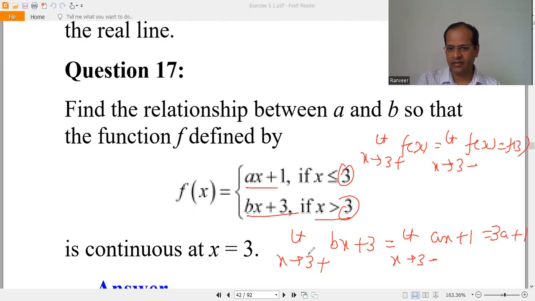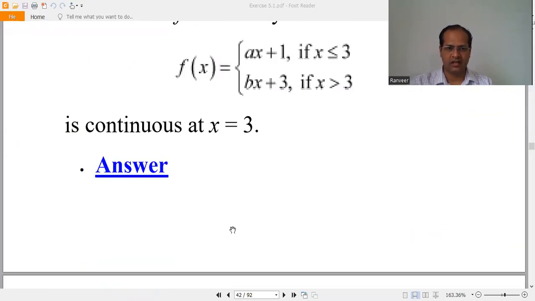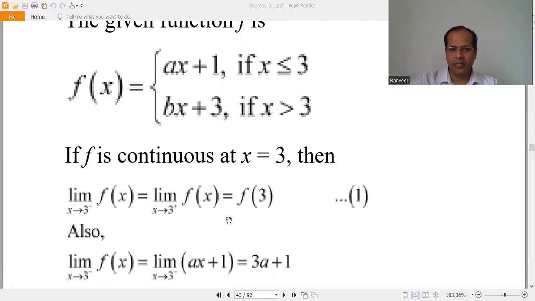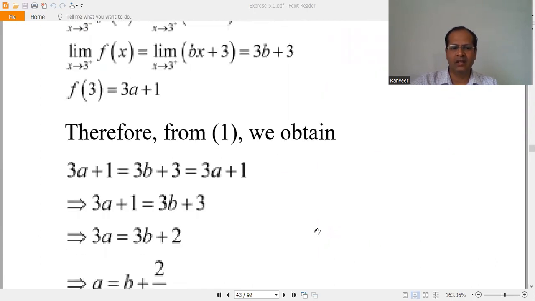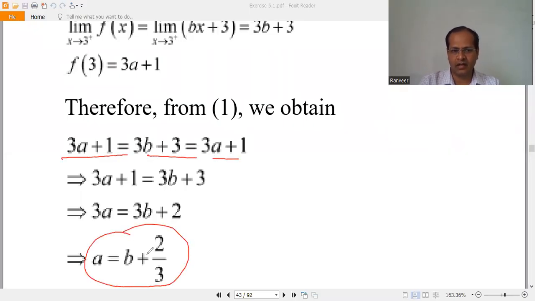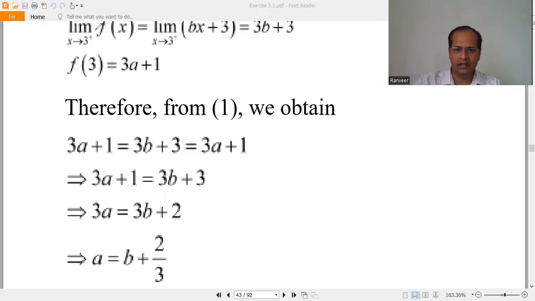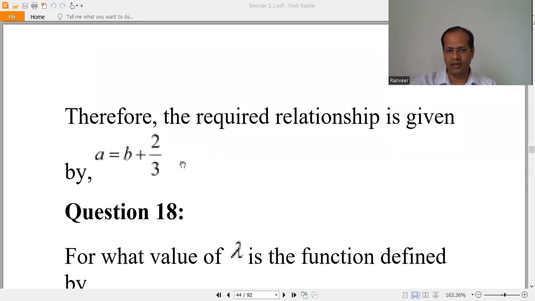So after that, we just have to substitute the value. This is 3b plus 3, 3a plus 1, that is equal to 3a plus 1, and we have to solve the linear equation and get the answer. So all the functions are continuous, so we can write here like this. And once we solve, a equals b plus 2 by 3, this is the required relationship between a and b.